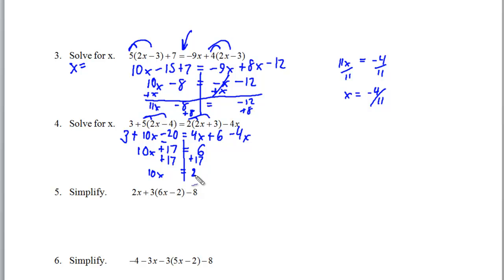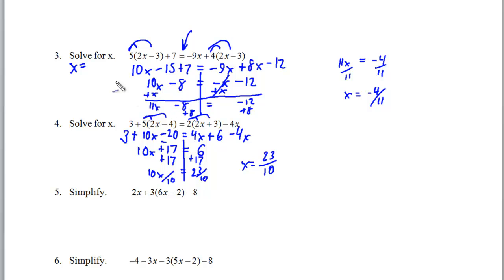6 plus 17 is 23. Divide both sides by 10. x is equal to 23 tenths, or 2 and 3 tenths, or that would be 2.3. So any way you want to write this, 23 tenths, 2 and 3 tenths, or 2.3 is going to be fine.